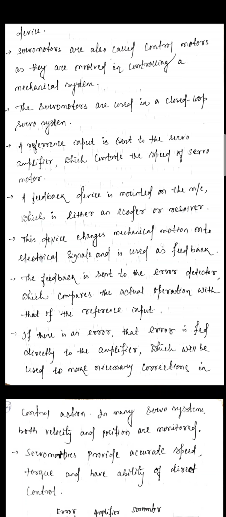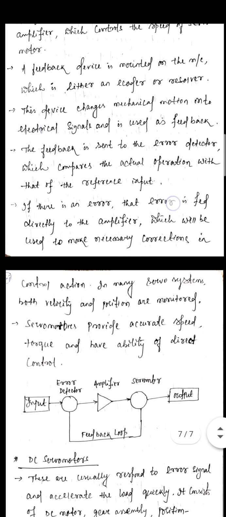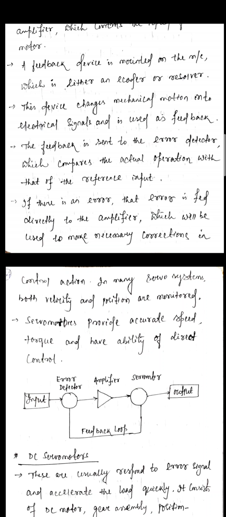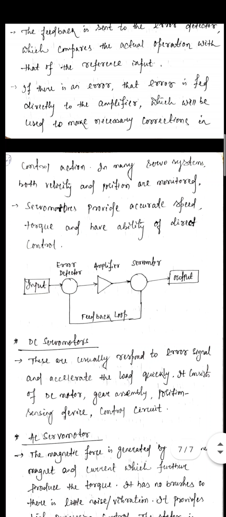I am reading that point. If there is an error, that error is fed directly to the amplifier which will be used to make necessary corrections in control action. In many servo systems both velocity and position are monitored. So servo motors provide accurate speed, accurate torque and have the ability of direct control. Now you can see the figure and you can understand the concept of servo motor.